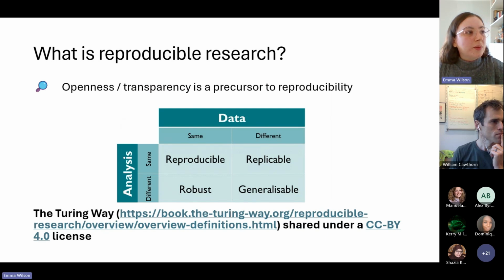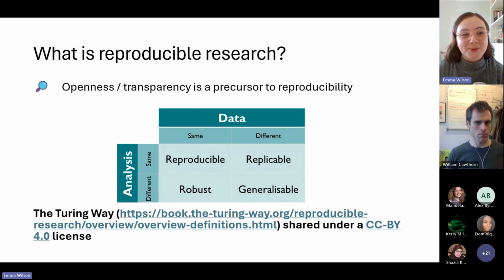So what is reproducible research? I feel like openness and transparency is the precursor to reproducibility. We can't make things reproducible unless things are transparent, so we know what's going on. And the Turing Way have this diagram which talks about all the different definitions that you can have of reproducibility.